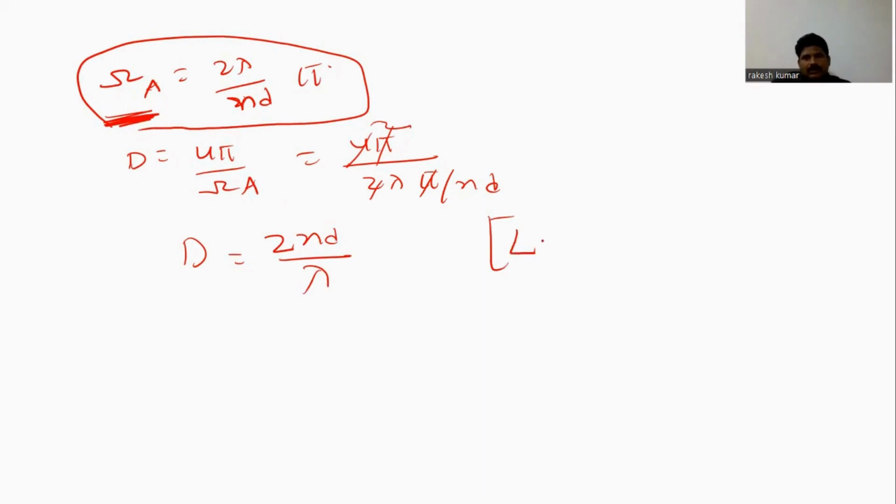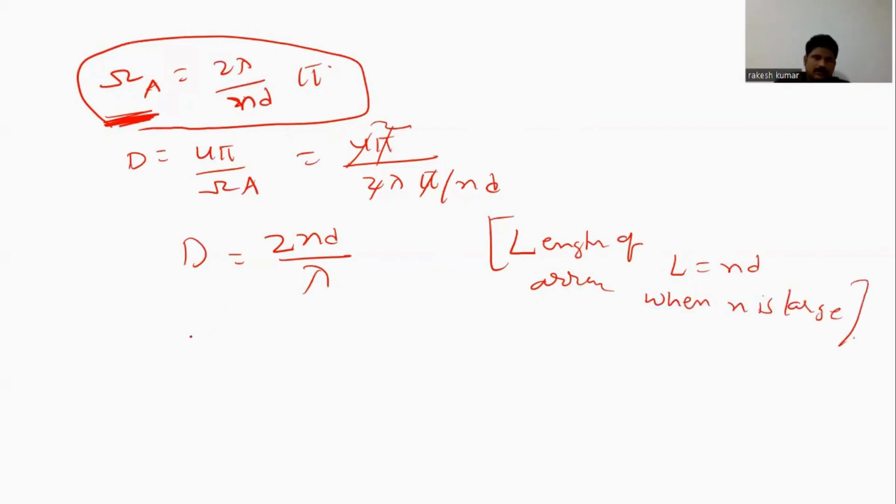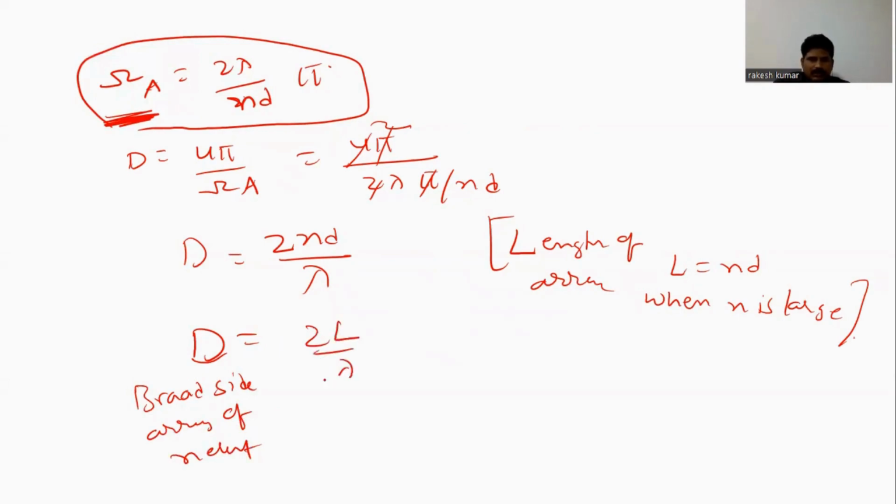So we have already discussed the length of the array. The length of the array L is equal to nd when n is large. Therefore, the expression for the directivity of a broadside array of n elements is given as 2L by lambda.